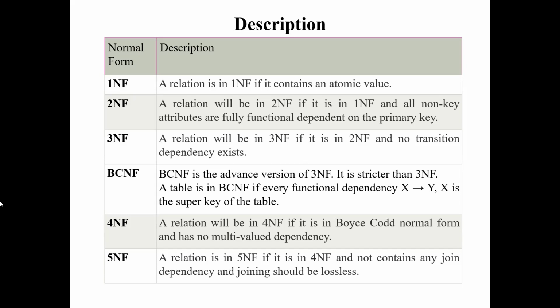Okay, next BCNF. Actually, BCNF is the advanced version of third normal form. In some situations BCNF is also called the 3.5 normal form. It is the extension of third normal form, which is why it is stricter than third normal form. Please observe the BCNF condition: for a functional dependency X implies Y, X must be a super key of the table. So here the LHS is always the super key.